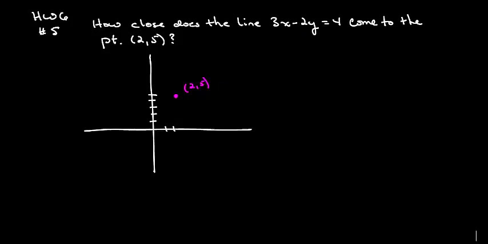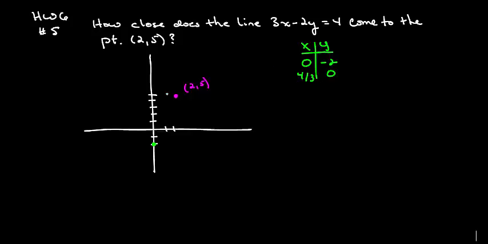Now let's take a look at this line. Probably the easiest way to get an idea of what this line looks like is to find its intercepts. Okay, so if x is 0, that's going to put us on the y-axis. And so if x is 0, this guy becomes 0, and this guy would have to be negative 2. Okay, so (0, -2) is a point on the line. Okay, if y is 0, this guy drops out, and then x is 4/3, or 1.3 repeating.